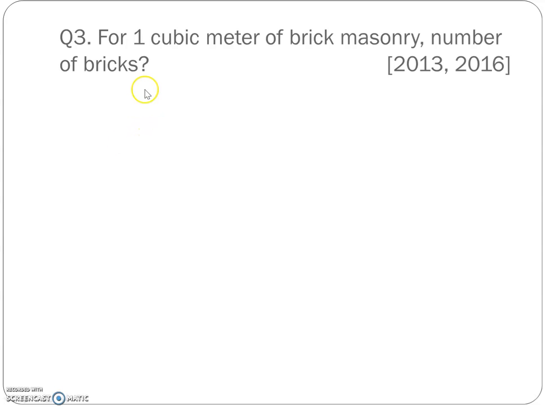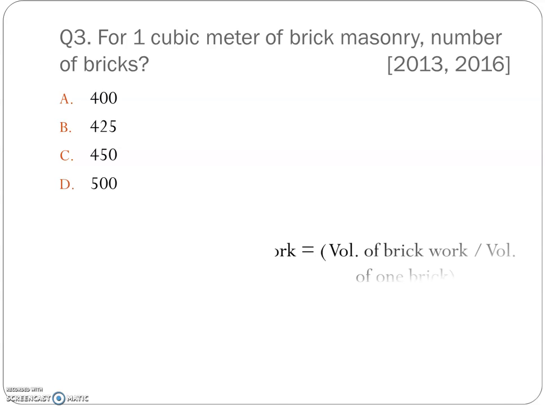Next question. This is also a repeated question for many public exams. For 1 cubic meter of brick masonry, what are the number of bricks required? So for PSC itself, it is asked in 2013 and 2016. Let us see the options. 400, 425, 450 and 500. So to calculate this is very simple. This is the equation.